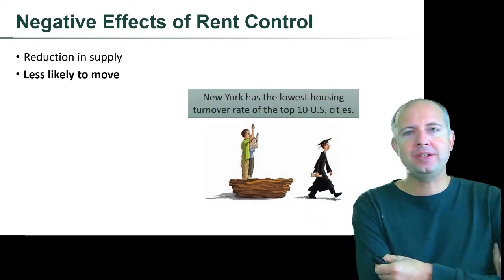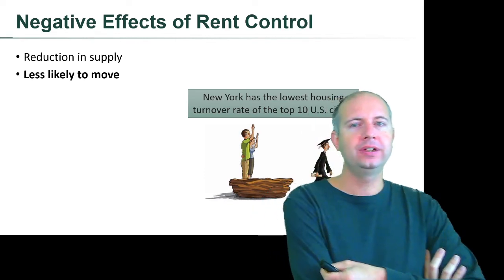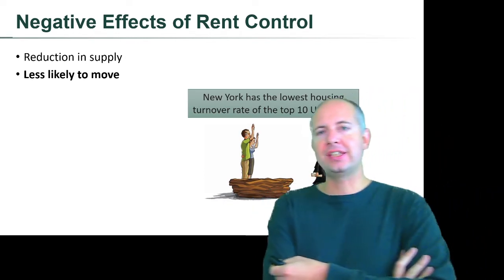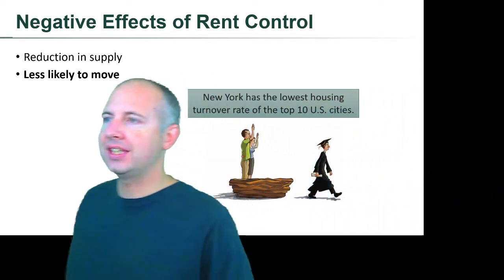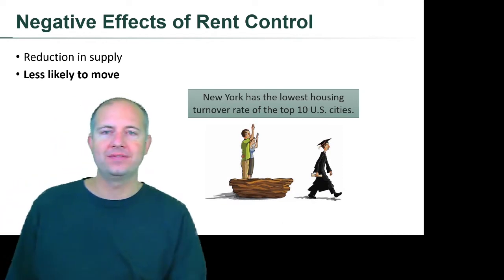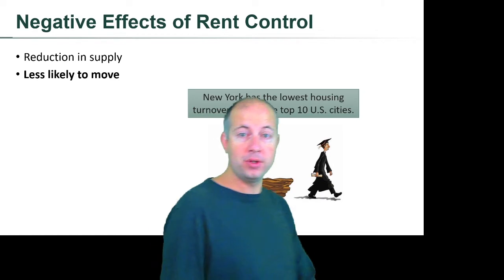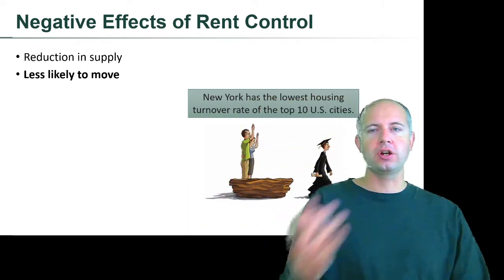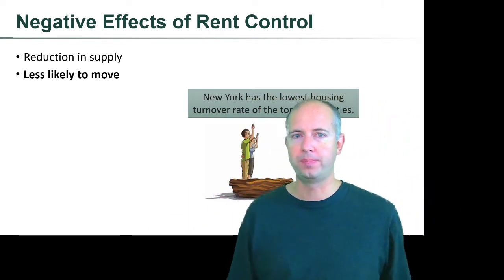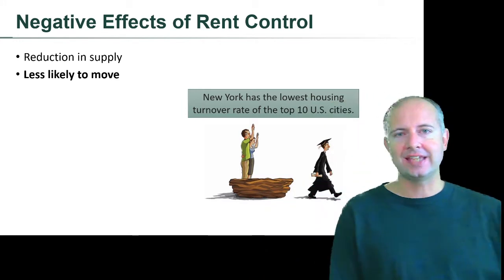Another thing that happens is you can be less likely to move. New York, for example, has strict rent control laws. It has the lowest housing turnover rate of the top 10 US cities. So Monica and Rachel do not want to move. Why? Because they're going to have a hard time finding another rent-controlled apartment that's as good of a value as the one they're in.